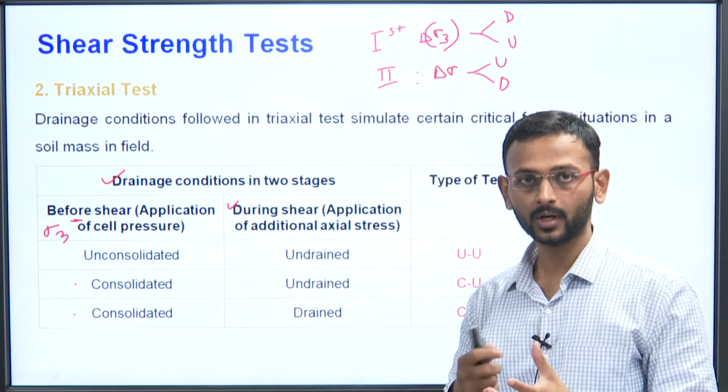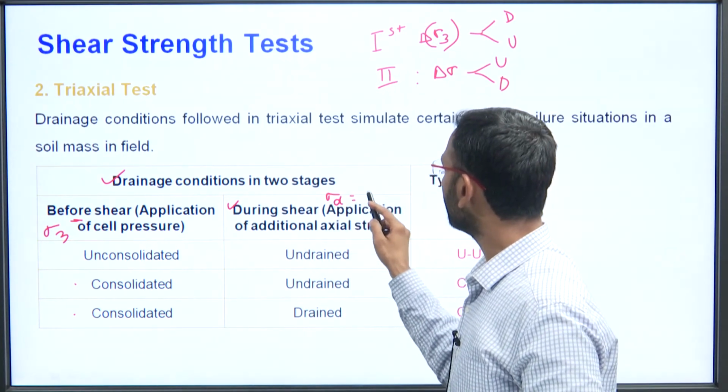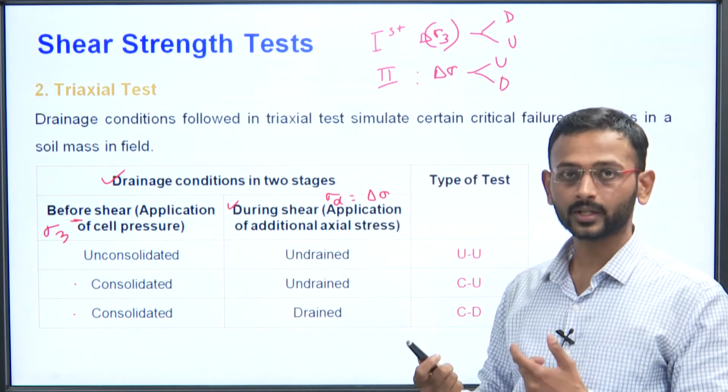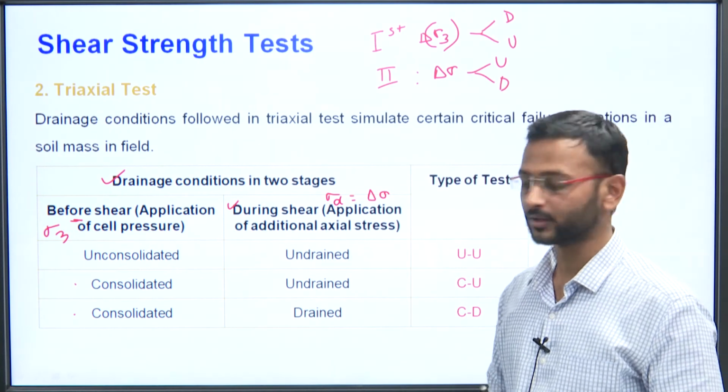ड्यूरिंग शियर मतलब क्या हुआ? सिग्मा डी जब लग रहा है, ओके, सिग्मा डी लग रहा है, जो क्या है? डेल्टा सिग्मा. अच्छा, इस केस में क्या हो सकता है? इसमें भी यही हो सकता है क्या? या तो आप पानी अलाउ करोगे या फिर पानी को नहीं अलाउ करोगे पास करने के लिए सॉइल से.